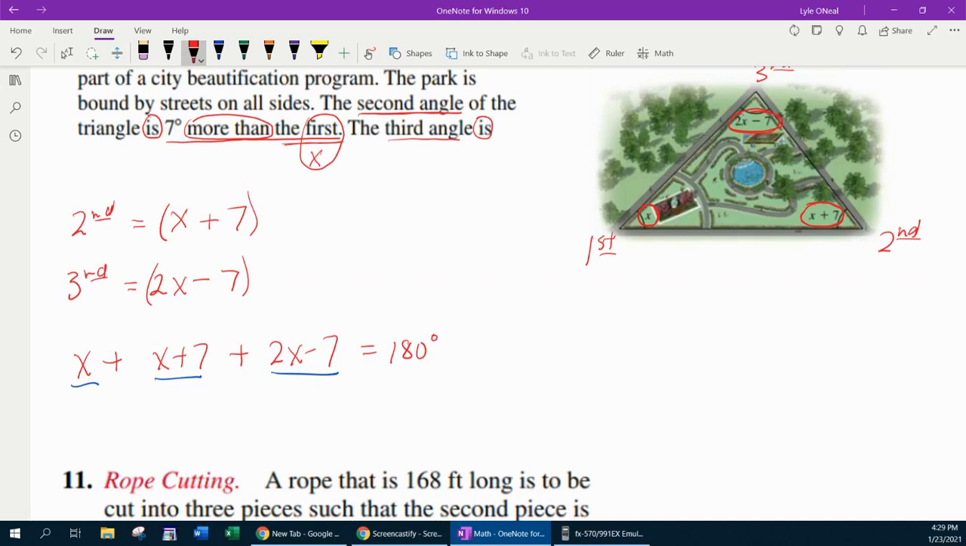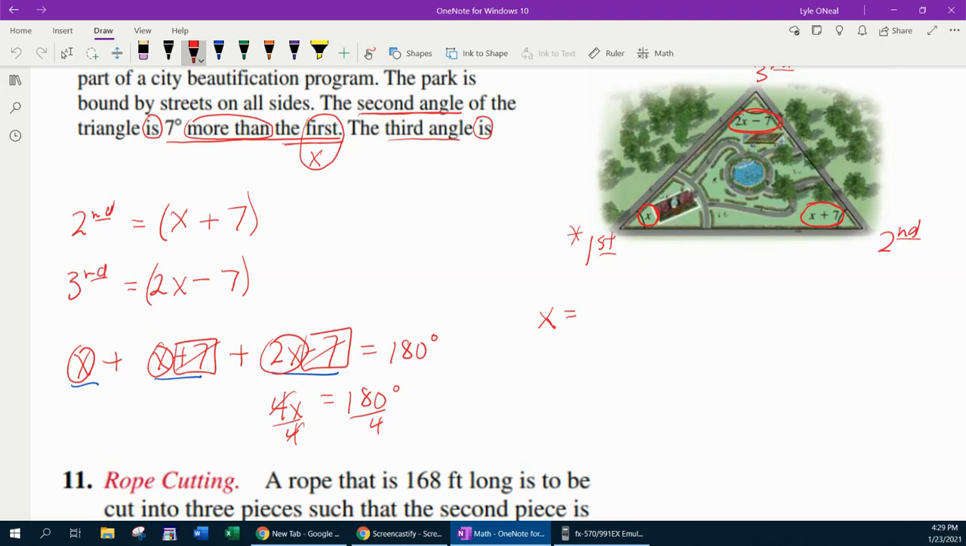So let's combine like terms. x plus 2x is going to give me 4x. Then plus 7 minus 7. Hey, those cancel. And I'm left with 4x equals 180. And then if I divide both sides by 4, I'm going to have my x by itself. That'll be the answer for the first angle.